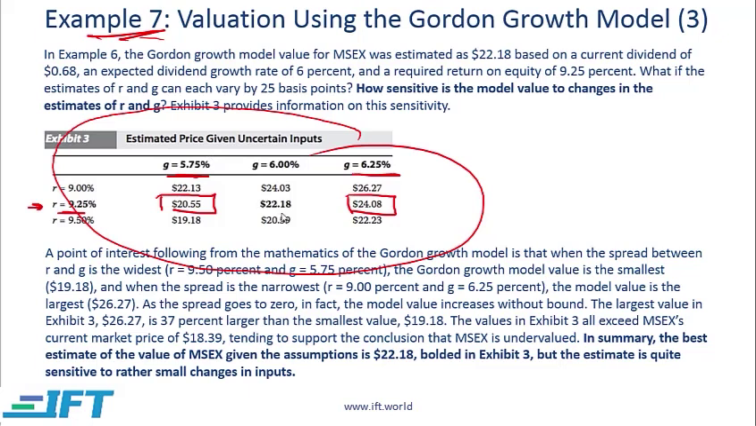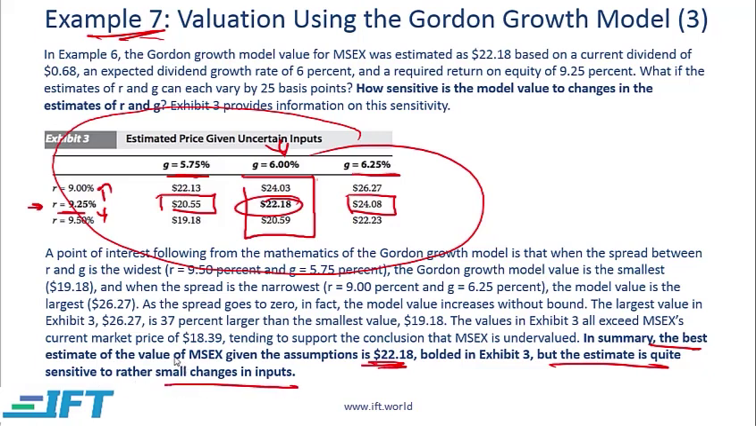Also, if you assume a given growth rate, then what happens to the value using different discount rates? Even if you have a 0.25% variation in the discount rate, there is a substantial impact on the value that you come up with. So that point is made here in the bottom line. The best estimate gives a value of 22.18, but the estimate is quite sensitive to small changes in inputs. Keep that in mind.